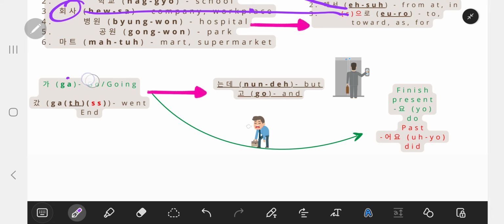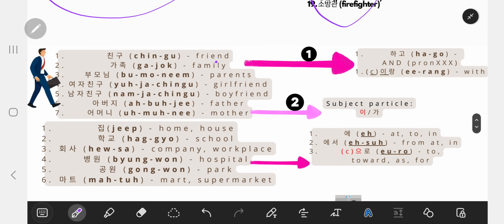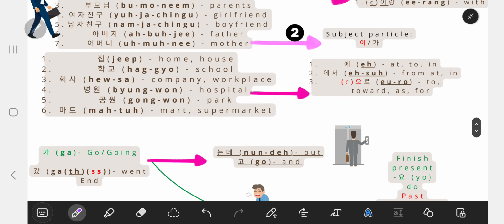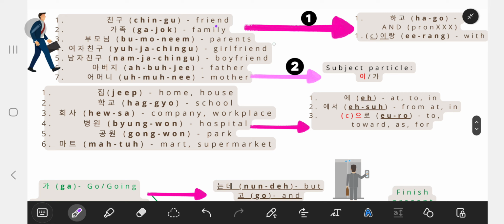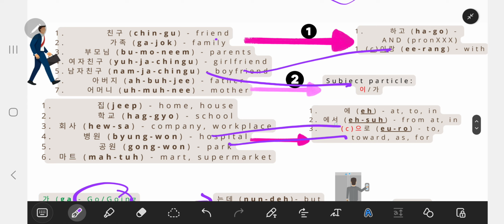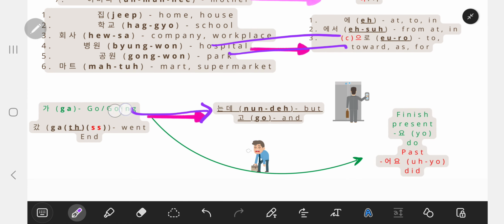Okay, and I'll do one more. And I'll just do this real quick. If I said something like, I'm going to the park with my mother, but my father is going to work. Then I can say 어머니랑, so that's 어머니랑 공원으로 가는데 아버지가 회사로 가요. That's how you do it.